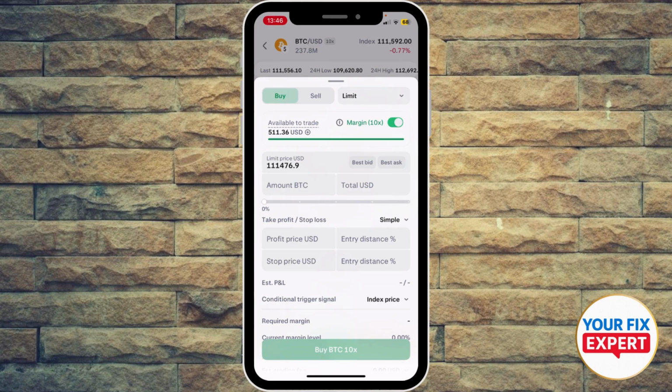Analyze the order book. The order book shows all open buy and sell orders. A large number of orders at a specific price can indicate a support or resistance level. When trading with margin, constantly monitor your margin health to avoid liquidation of your positions.